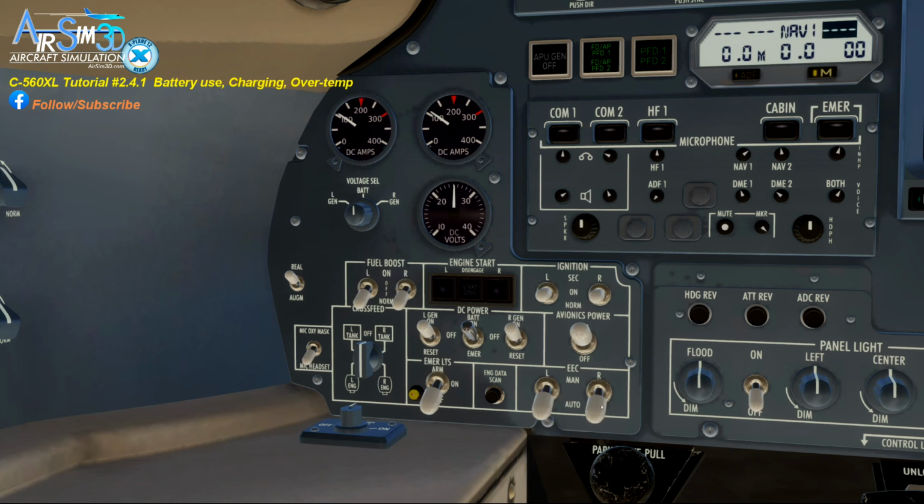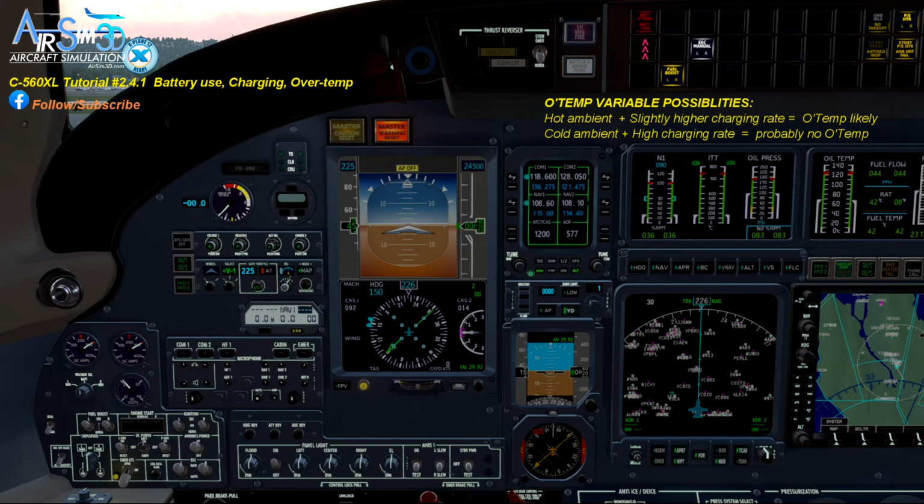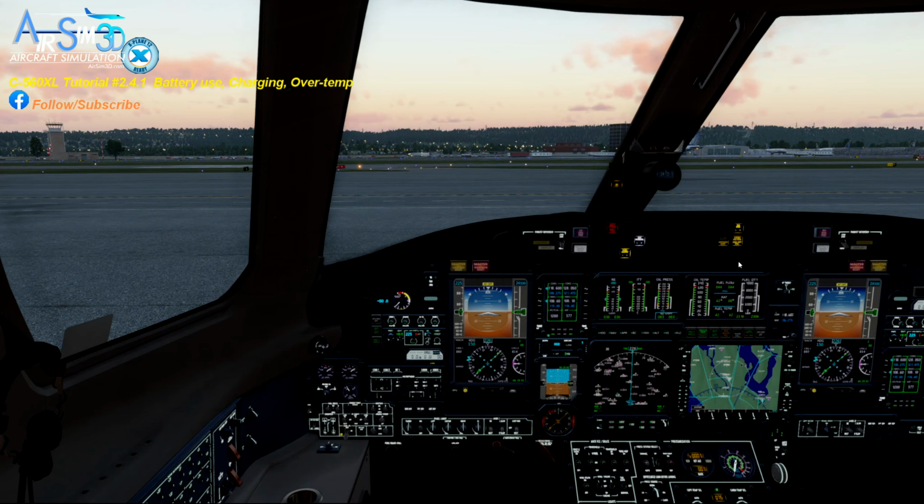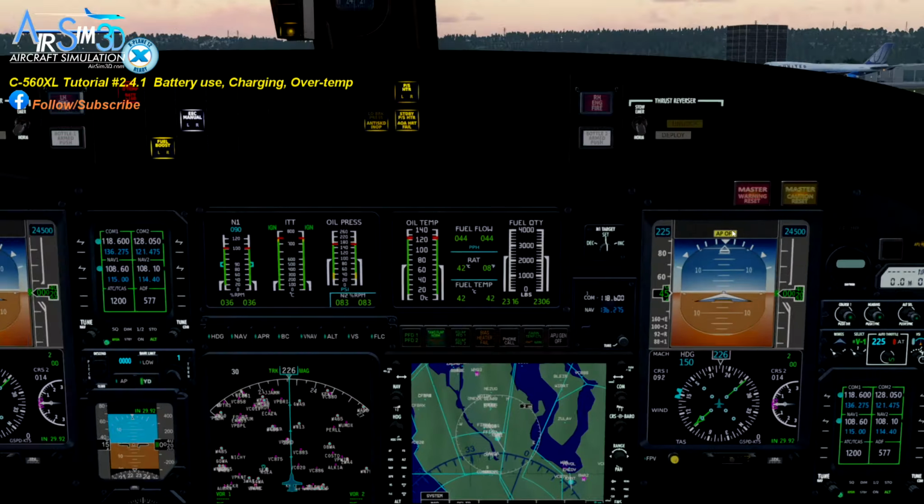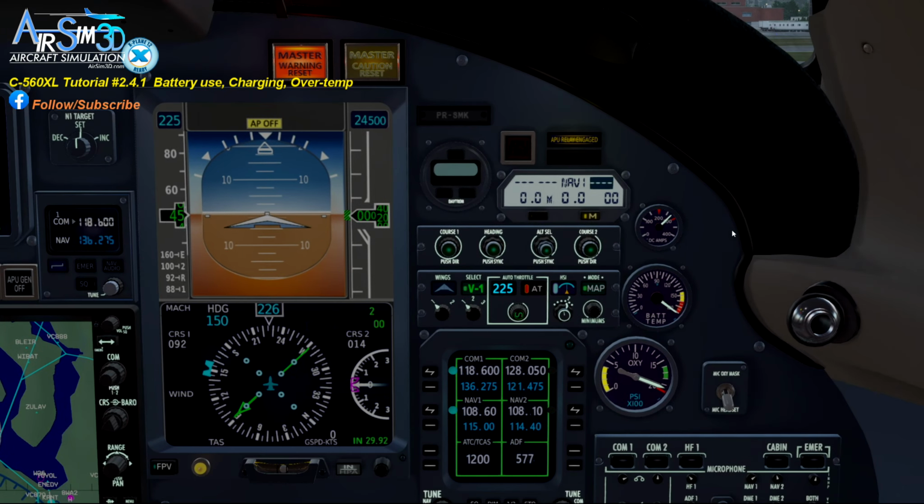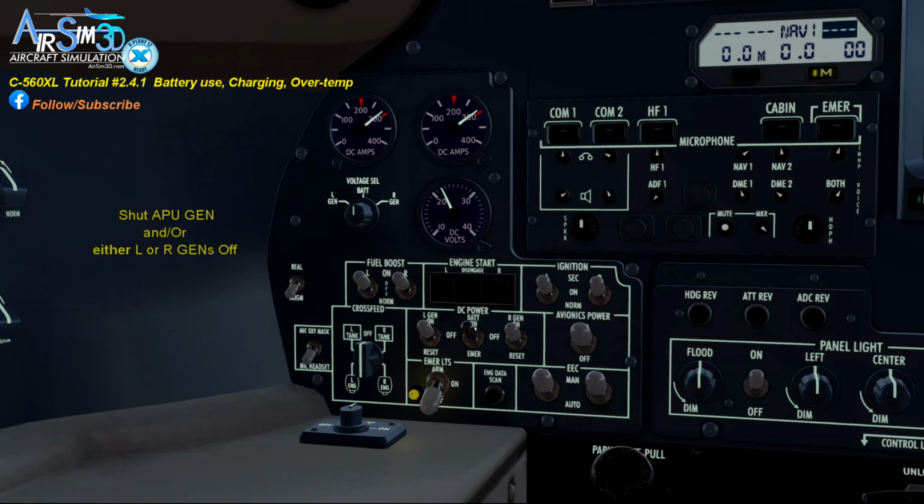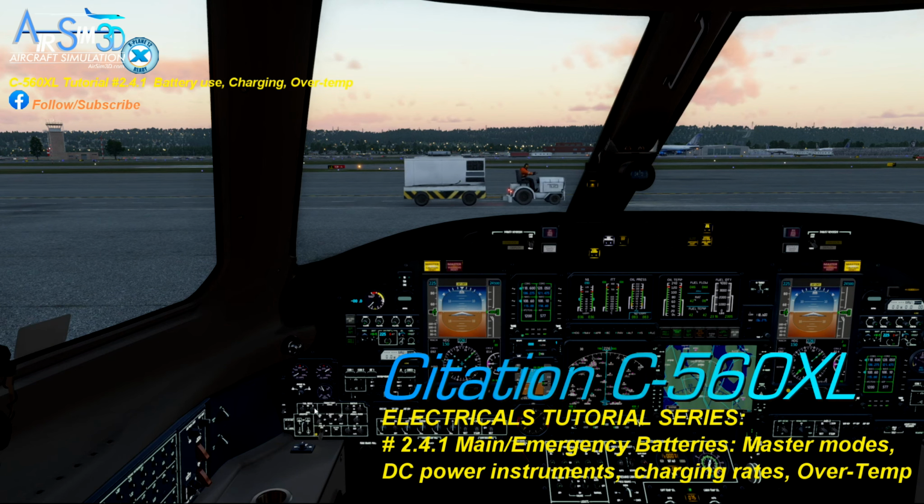So don't be surprised when, as an example, you may see over-temps when sitting in a hot climate landing field with low charging rates, when compared to not seeing anything if sitting in snowy Iceland with high charging rates. But the takeaway is this: if you see battery over-temp warnings, reduce the main battery charging rate by turning one of the engine or APU generators off.